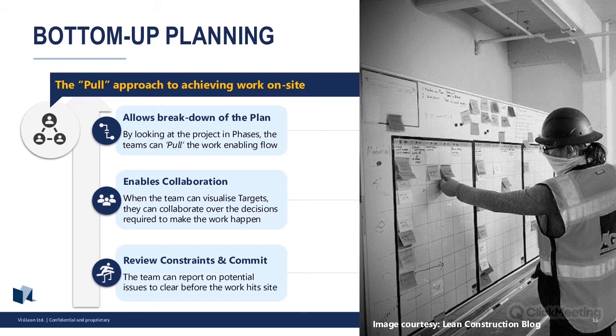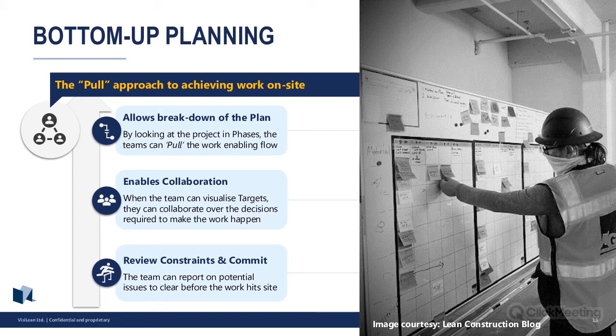So the bottom-up, which is known as the pull approach to achieving work on site, allows the breakdown of the plan. So you do still need that top-down approach. You need someone at the beginning of a project to come up with some key milestones. You need that master program again. But then you want to introduce the bottom-up approach. You want to bring in the people on site that are going to execute the work. You're going to want to bring in the trades who know what their materials are like, what the labor's like, and how long it takes them to do their specific trade.